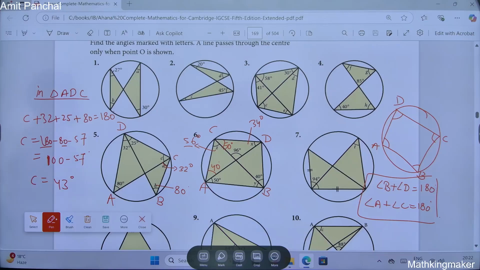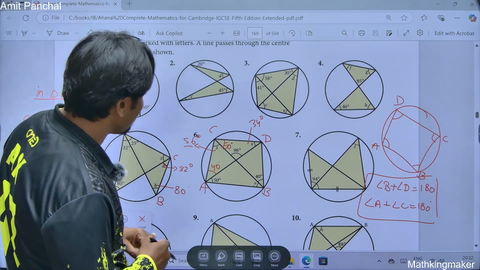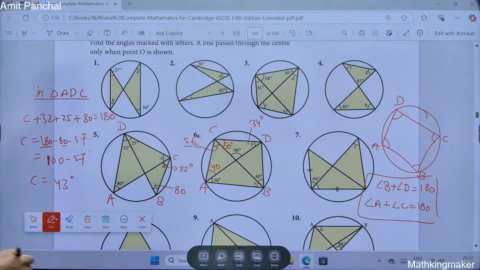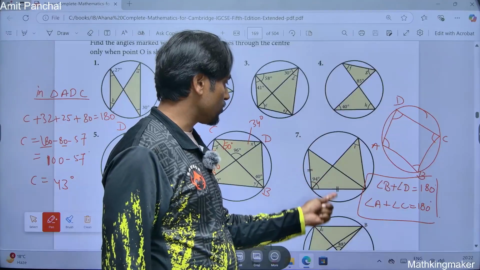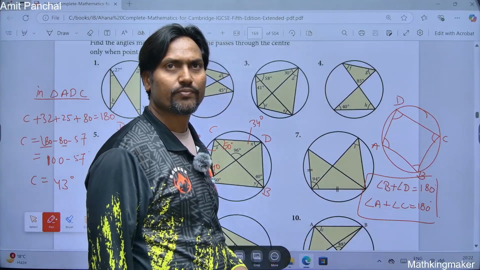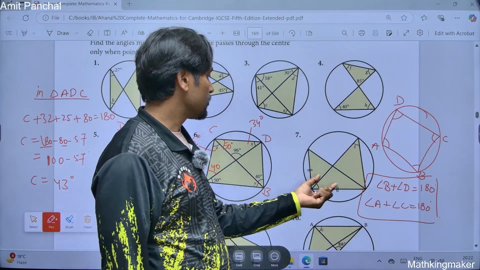And even you can use the concept. Okay, it is not the center. Okay, now do the 7th question. Know the meaning of these two horizontal lines? Yeah, they are equal.